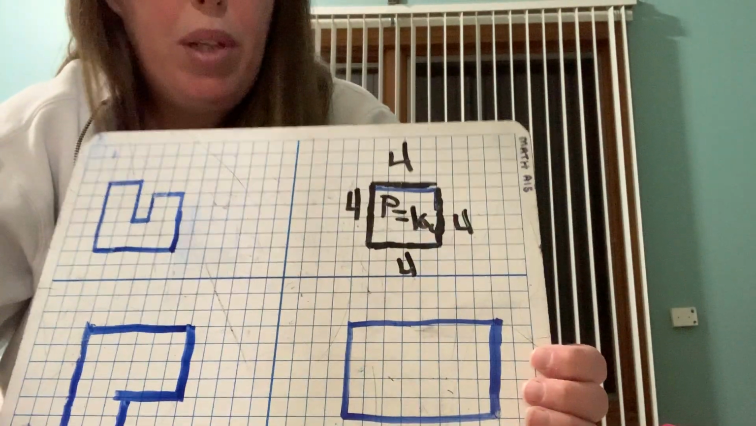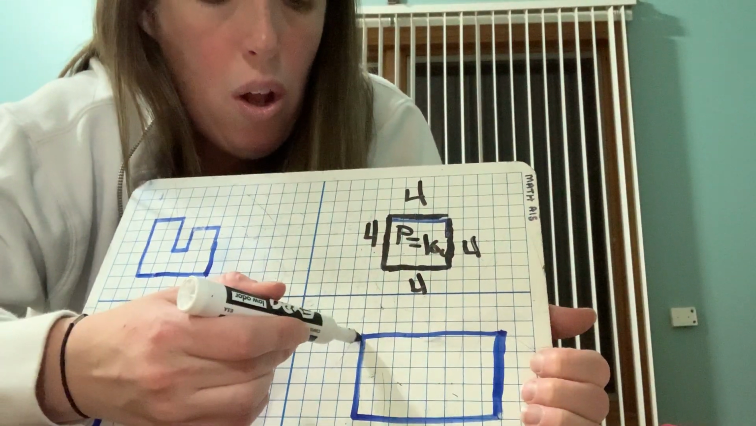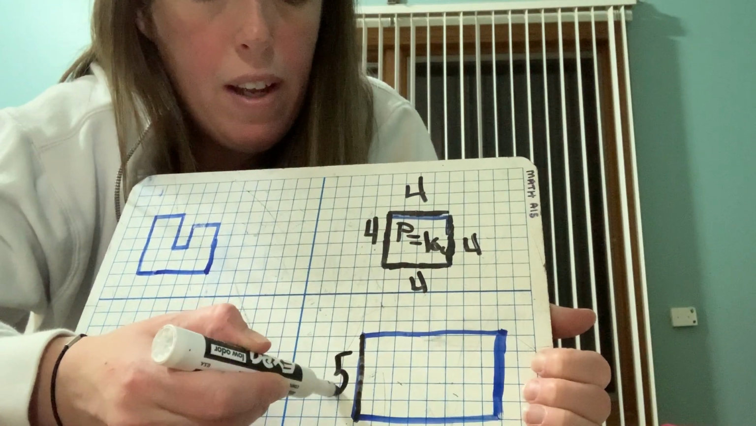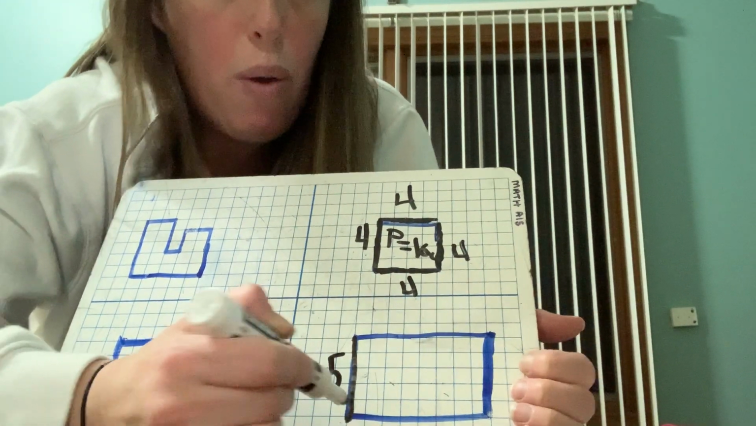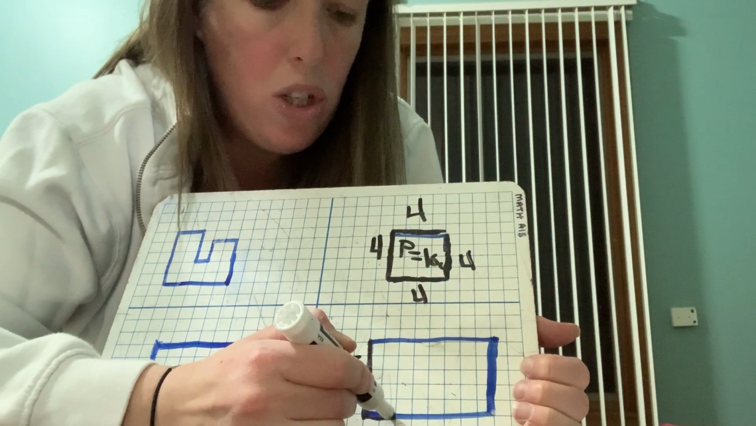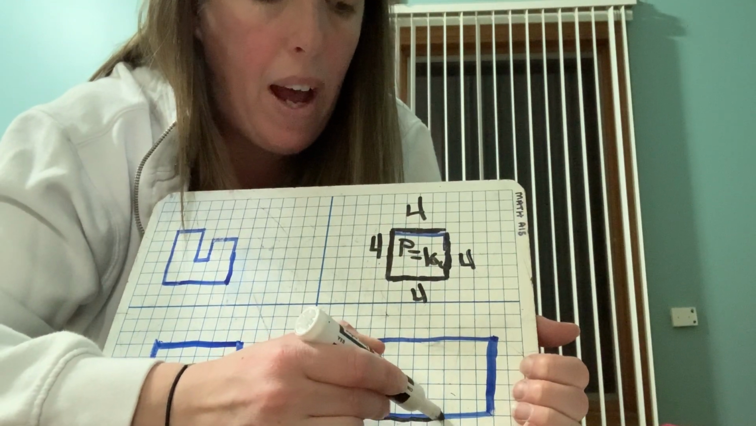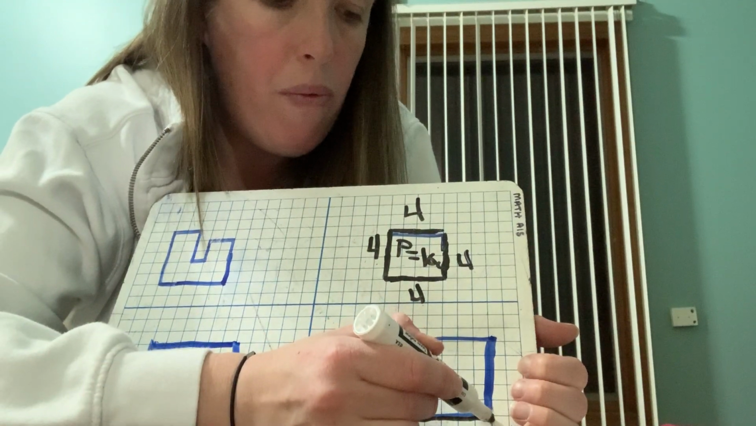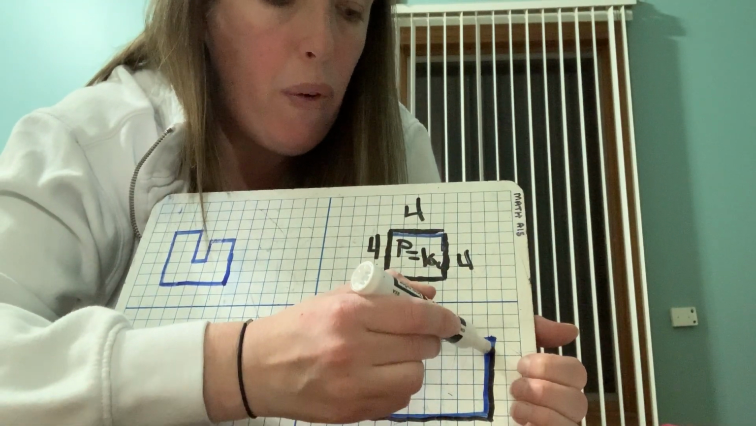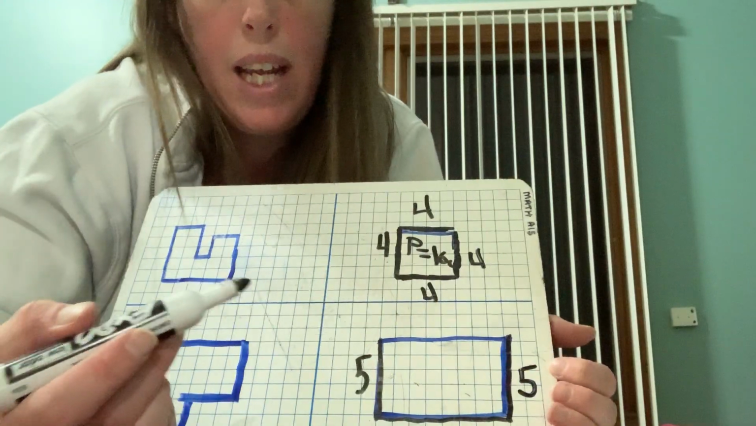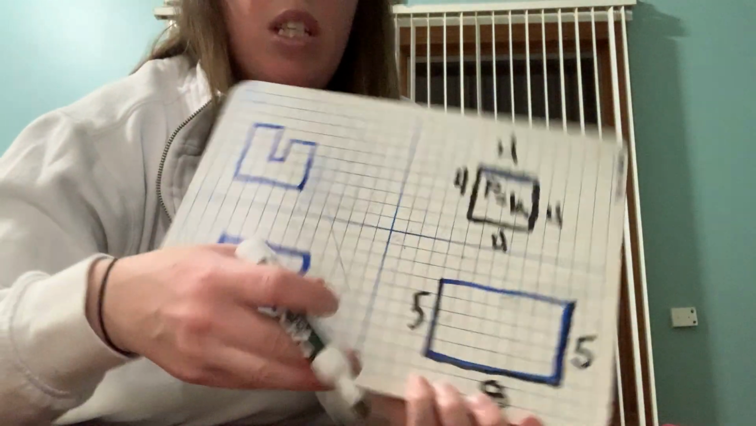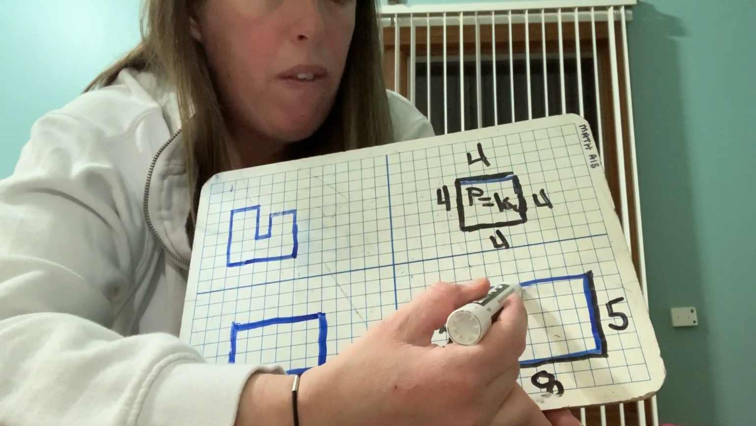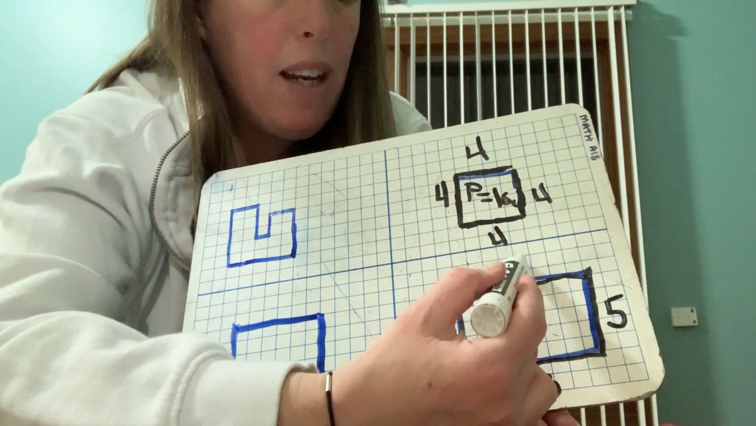Now let's go to the one below it. This is a rectangle. 1, 2, 3, 4, 5. Below I have 1, 2, 3, 4, 5, 6, 7, 8. Over here, 1, 2, 3, 4, 5, because this is a rectangle, so it should be equal to the one opposite. And then finally, 1, 2, 3, 4, 5, 6, 7, 8.